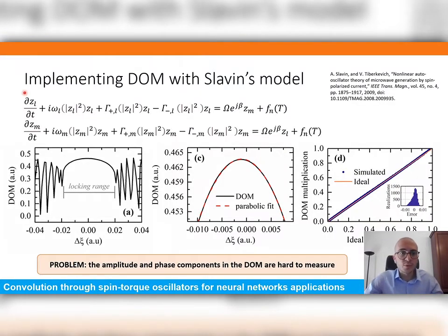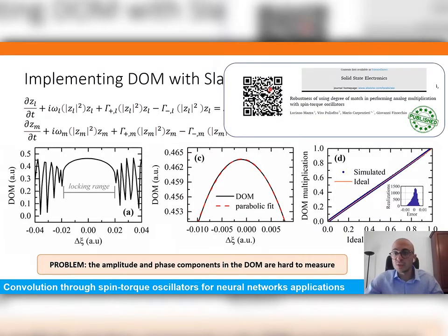And we wanted to reproduce this degree of match with Slavin's model, which is a model suitable for the reproduction of spintronic oscillators. But I won't go too much into detail about this, since we just published an article on solid-state electronics. So if you want more info about this, you can check out this one. But the main message that I want to communicate here is that we observe that the DOM has a clear regular behavior when the two oscillators are frequency locked. And if we focus our attention on the peak of this regular behavior, we can see that it has a clear parabolic trend.